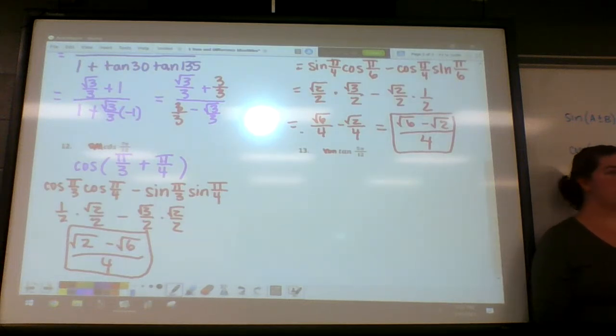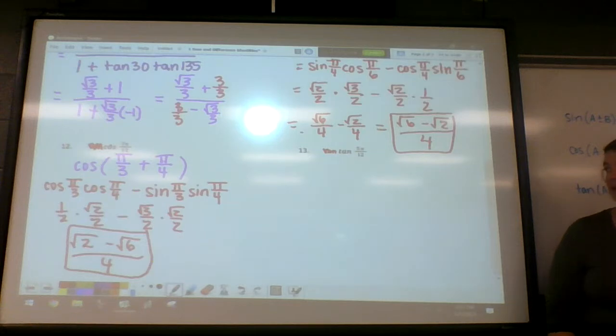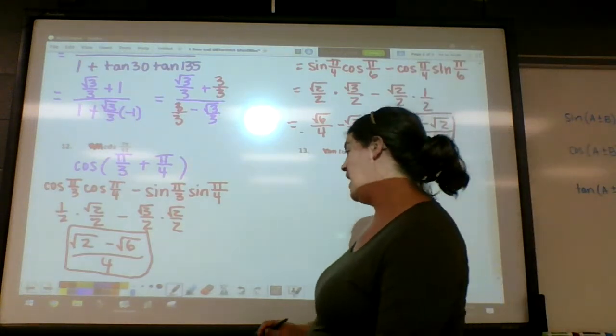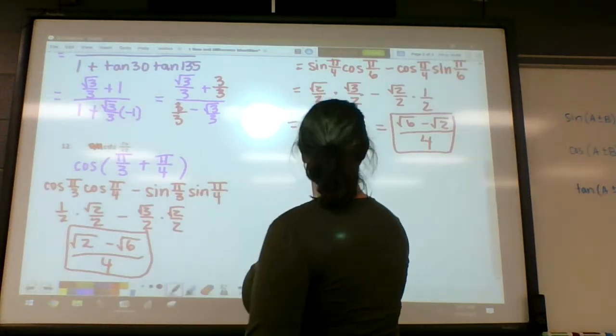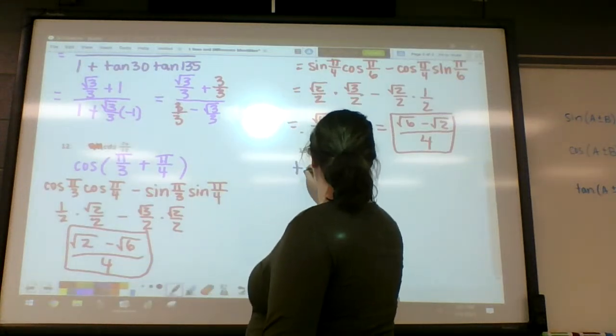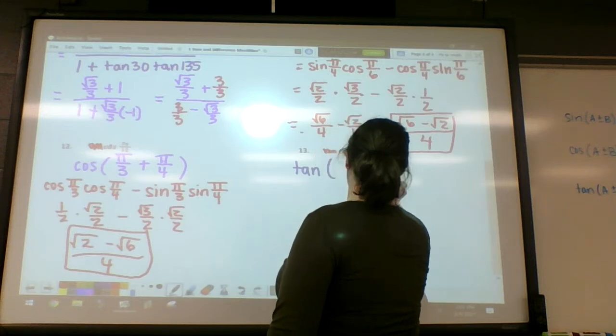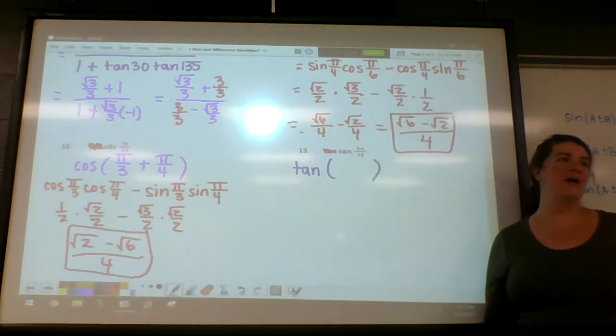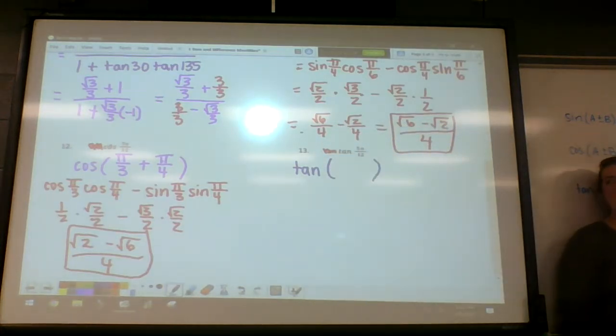Any questions? All right, you ready for another tangent? Tangents are the worst, aren't they? I think so, personally. All right, so this is tangent of 5 pi over 12. You're going to see a lot of over 12s on these adding and subtracting.